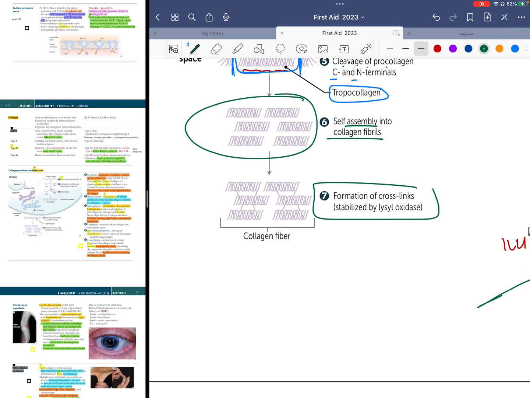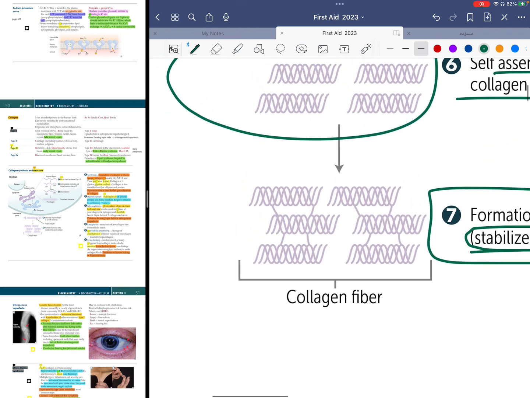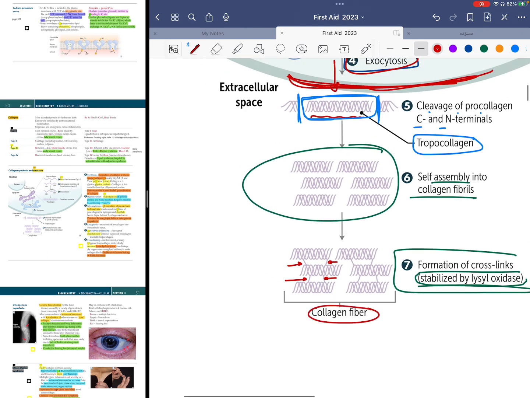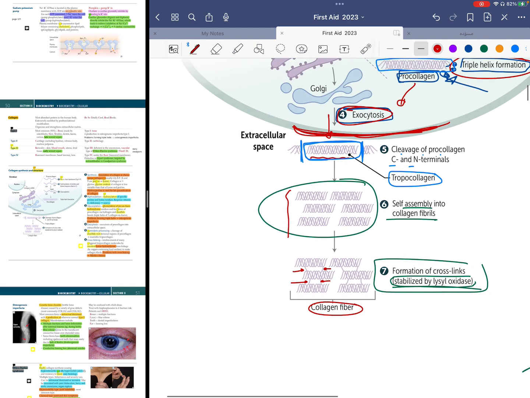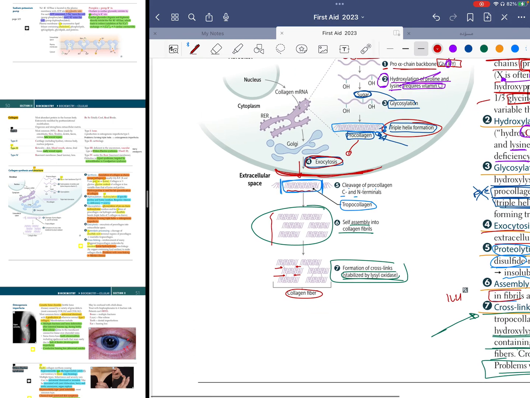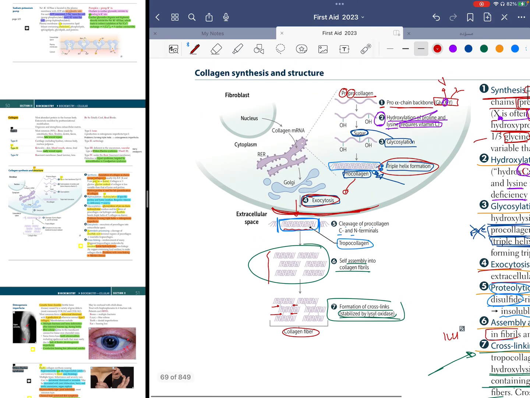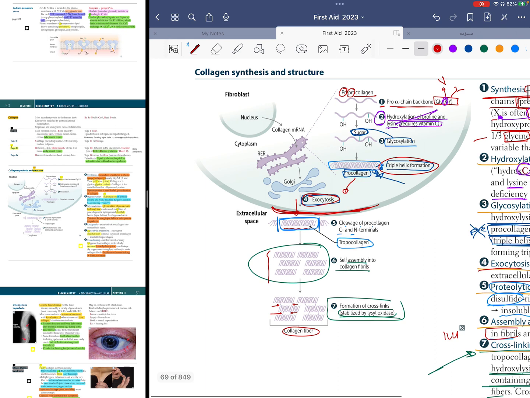Number seven, formation of cross links stabilized by lysyl oxidase. Okay, this is the enzyme stabilizing the formation of cross links. And there we go, cross links. This is a cross link, and this is a cross link, and this is a cross link, and all over the place, now we have collagen fibers because it was previously ready for assembly and getting into the final shape.